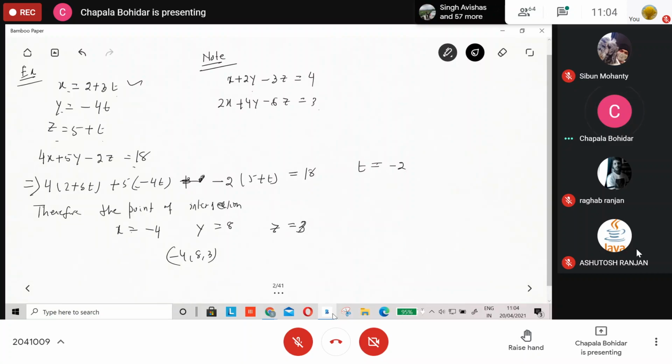Clear? The normal vector is your n1. You can say here I am getting 1, 2, minus 3, and n2, I'll get here 2, 4, minus 6. Okay. So n2 is equal to twice of n1.